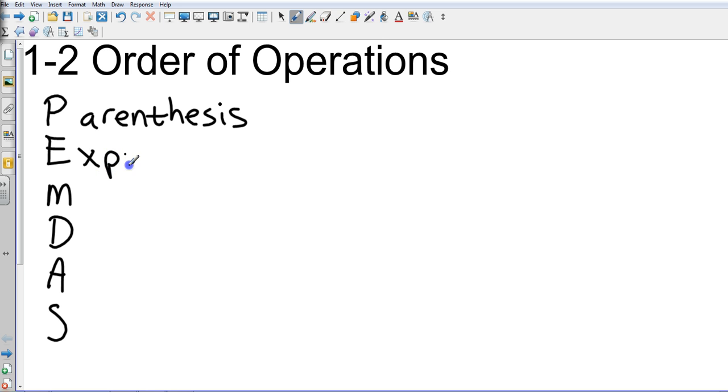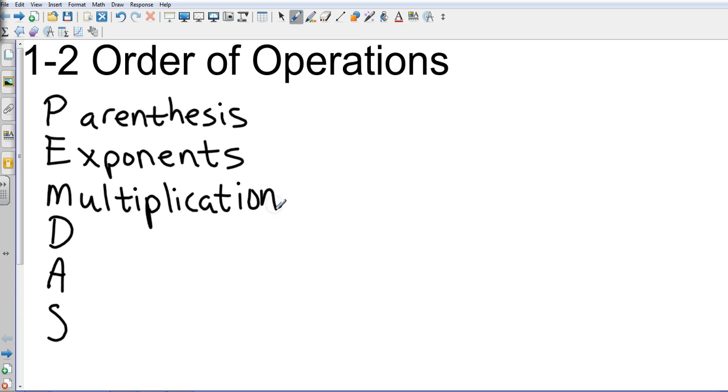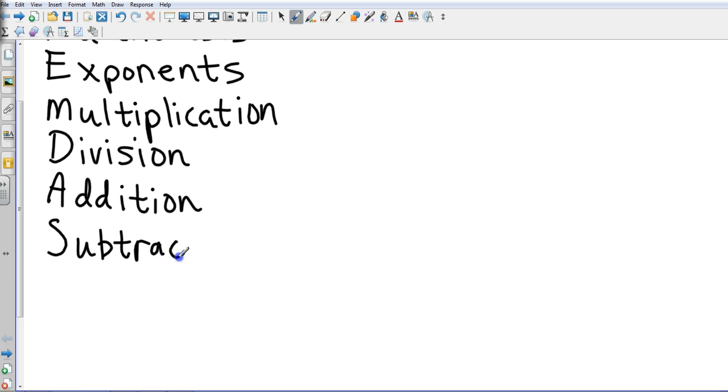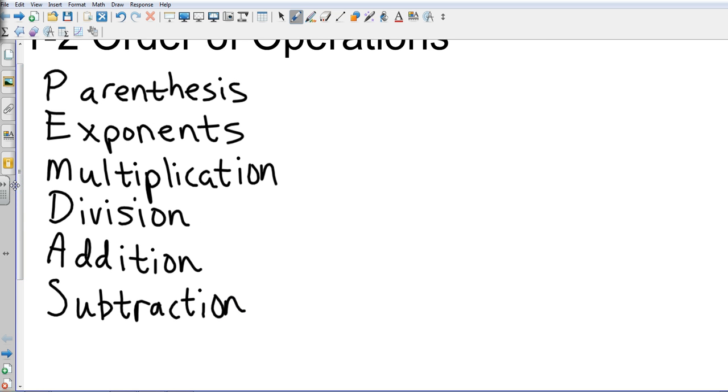Exponents, multiply, division. Addition. And subtraction. Okay, PEMDAS, parentheses, exponents, multiplication, division, addition, and subtraction.